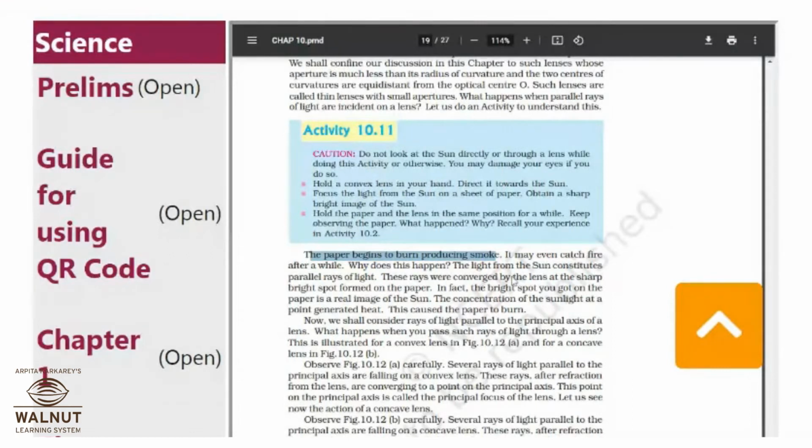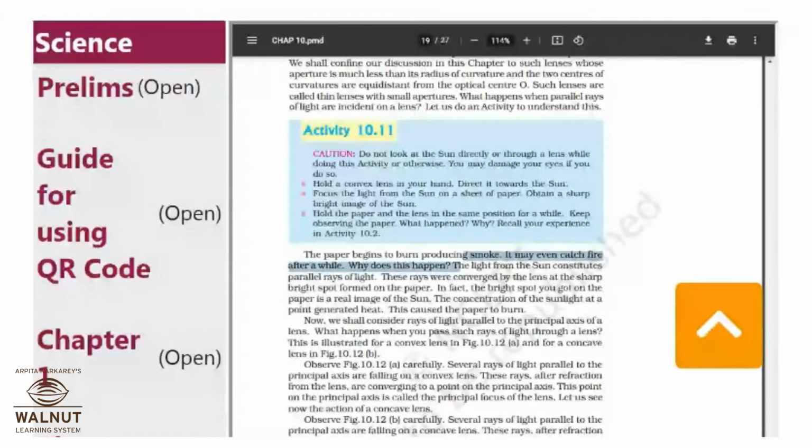Why does this happen? Because all the light rays which are coming from the sun get converged on the piece of paper, right? And that light energy is getting collected onto the paper, and because of this the paper starts catching fire. If you continue this activity, it may catch fire after a while.